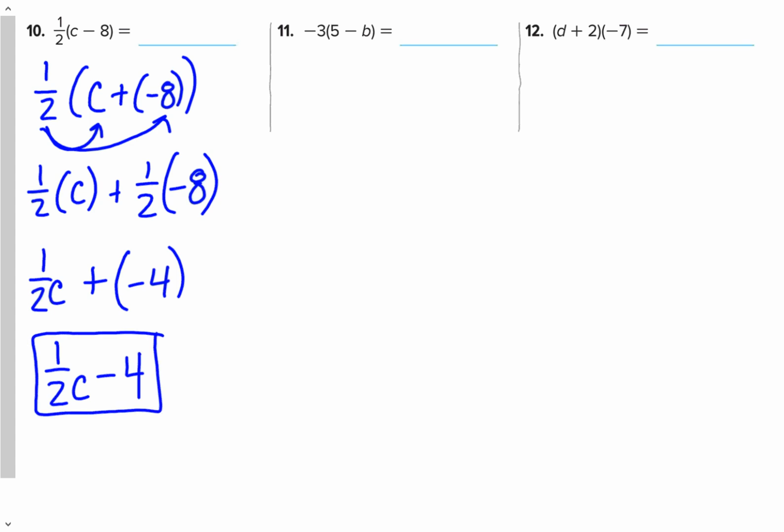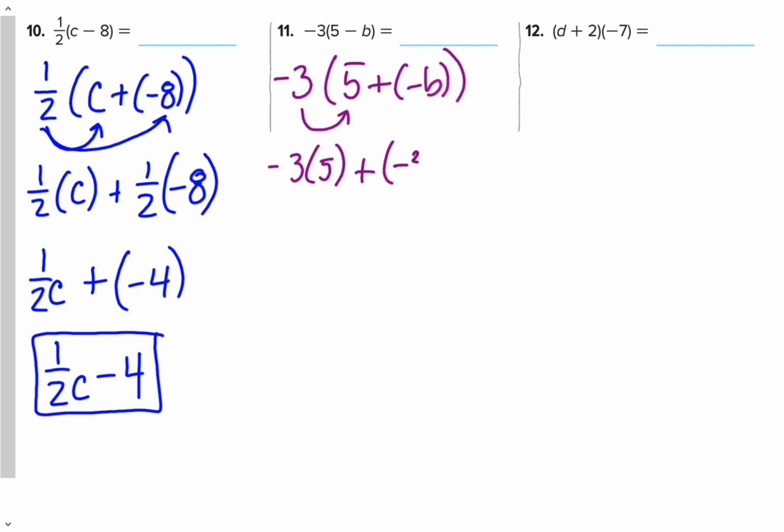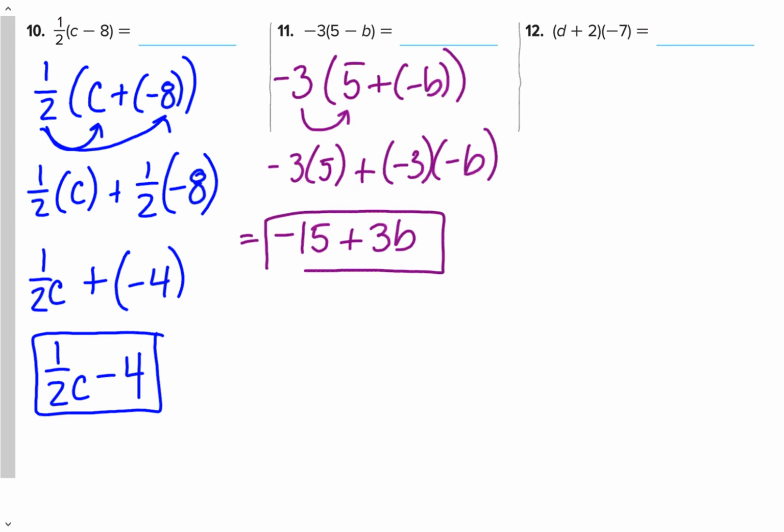All right, our next one, again, we have a subtraction sentence, so let's go ahead and rewrite it. So 5 plus negative b, all right? The number being distributed is a negative 3. So negative 3 times 5 plus negative 3 times negative b. Okay, so negative 3 times 5 is negative 15 plus negative 3 times negative b is a positive 3b. And this is your final answer. Again, because I can't combine the letters and the numbers.